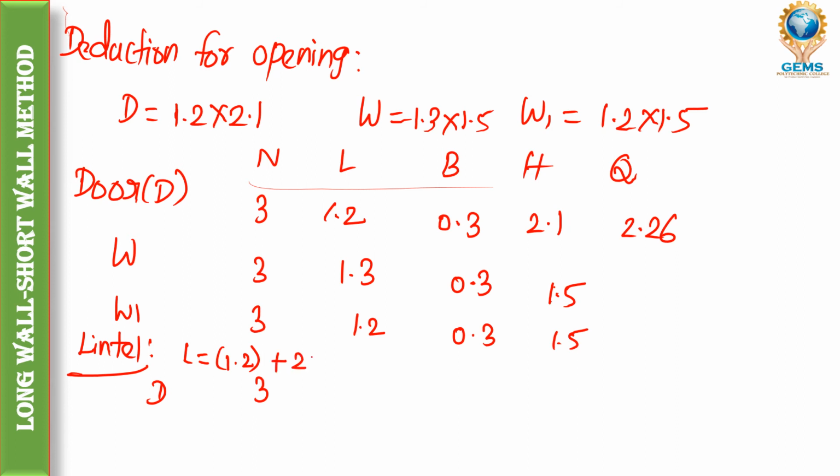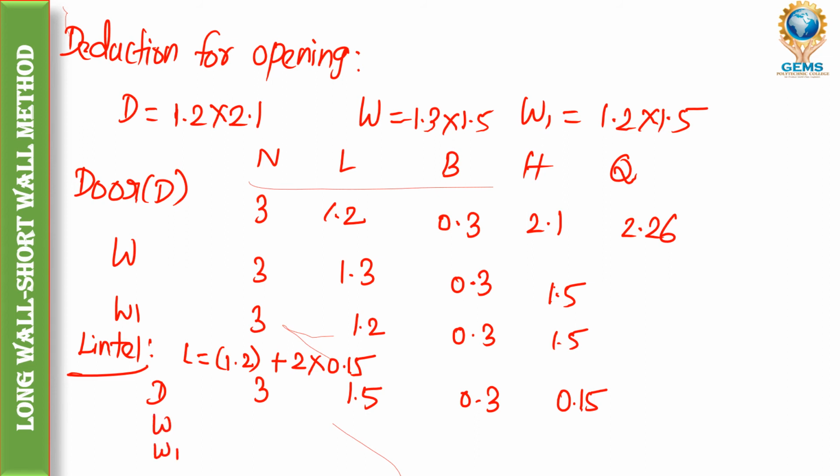plus 2 into 0.15, that is the lintel size, 0.15. So for the door we take 1.2 plus 2 into 0.15, the thickness of the lintel. This is the formula to calculate the length. Here we will get 1.5 as the length. Then the breadth is simply 0.3. Then the thickness is 0.15.